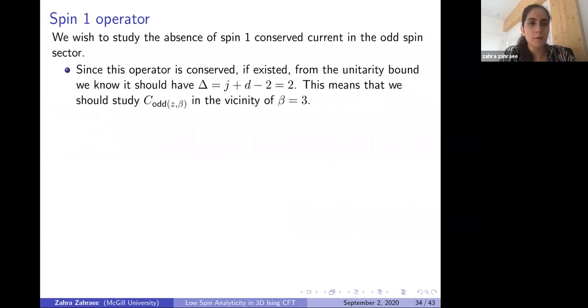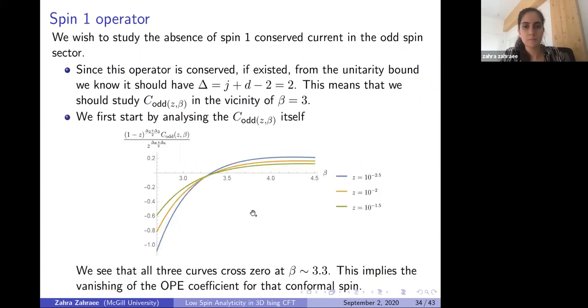First, we wish to study the absence of a spin-1 current in the odd sector. We want to see whether we can show analytically that the 3D Ising model does not have a spin-1 operator, a spin-1 conserved current. So we know that if the spin-1 conserved current existed, it would have had beta equal 3, since it saturates the unitarity bound. So we probe the vicinity of that value.